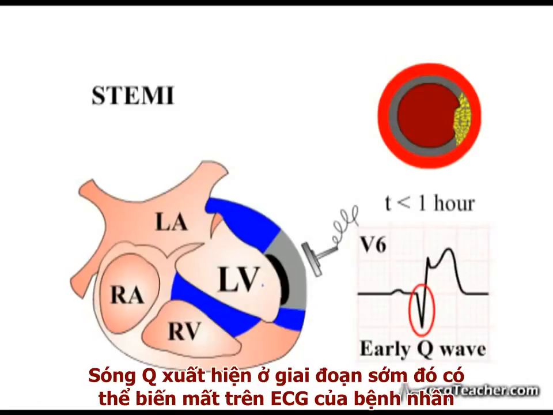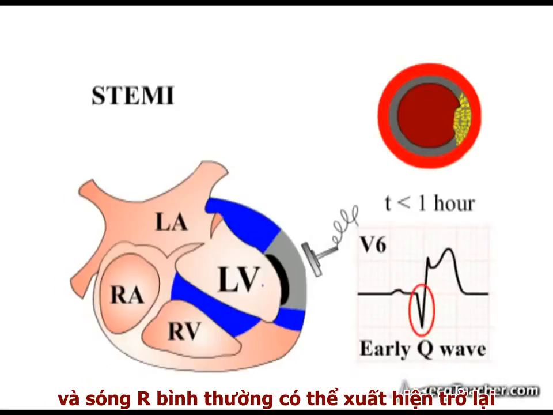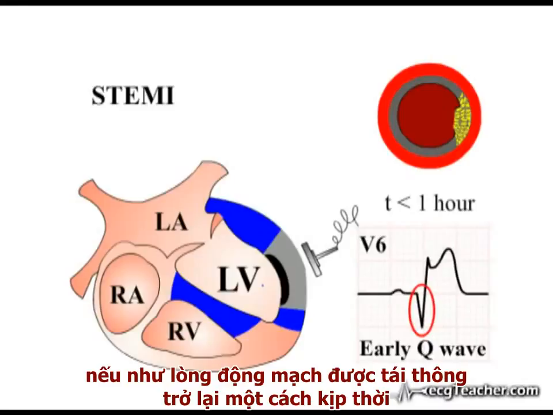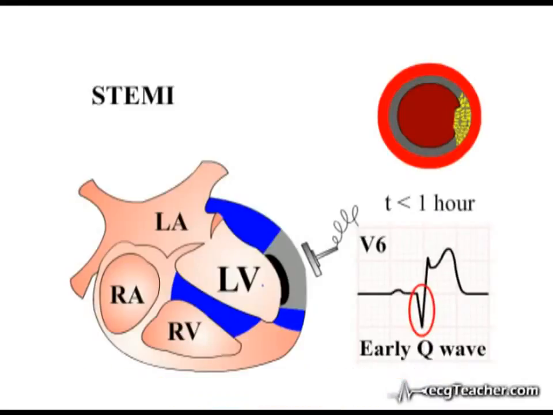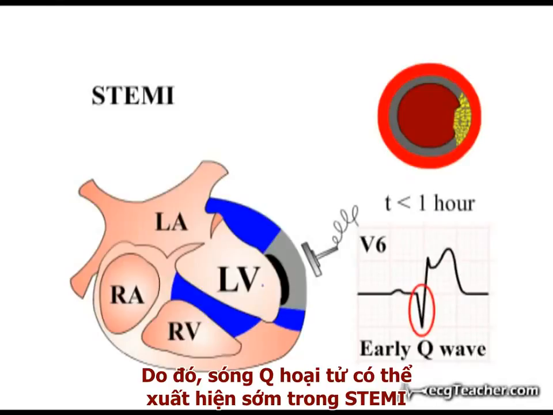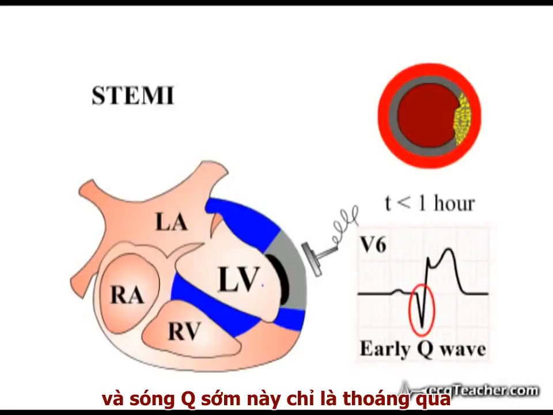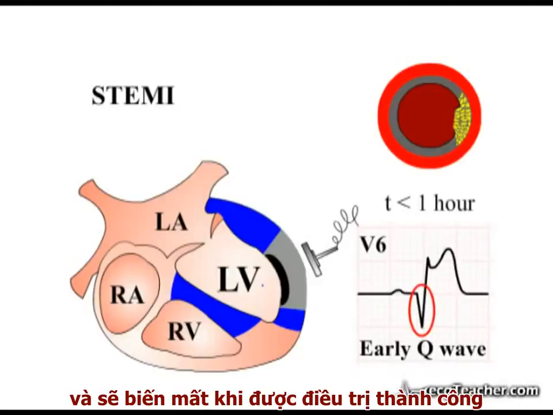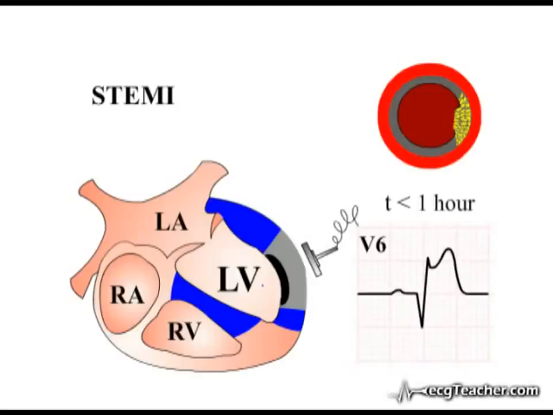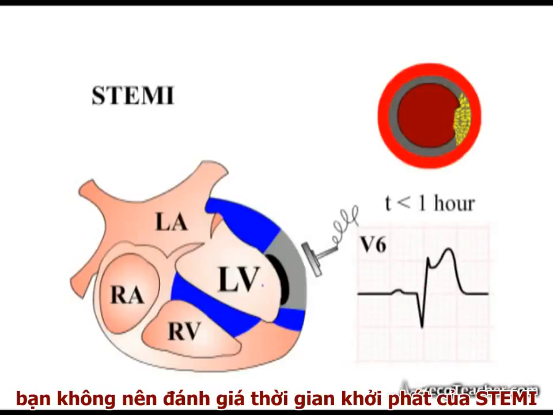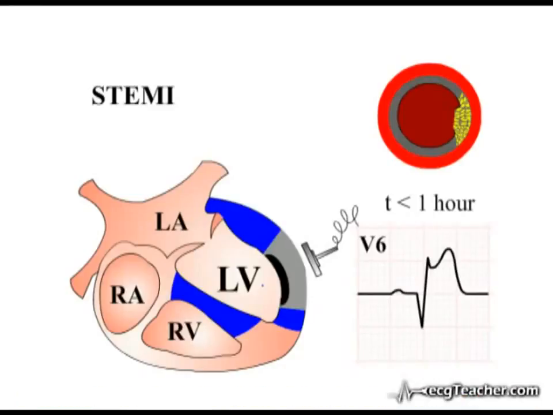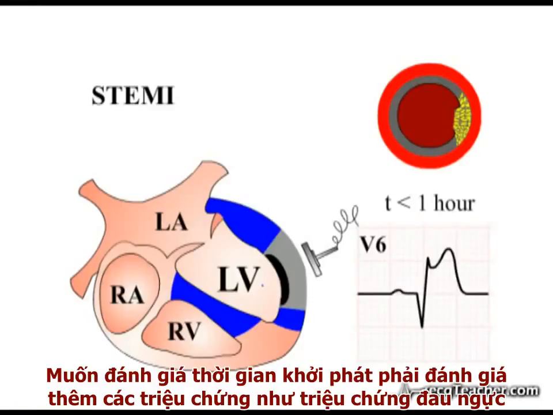Such early Q waves may disappear from the patient's ECG and normal R wave progression may be restored if vessel patency is re-established within the appropriate time frame. Hence, pathological Q waves may occur early in the course of STEMI, and these early Q waves may be transient, disappearing with successful treatment. This illustrates a point. You should not time the onset of an ST elevation MI from analysis of the ECG alone. The time of onset of chest pain reported by the patient must be taken into account.